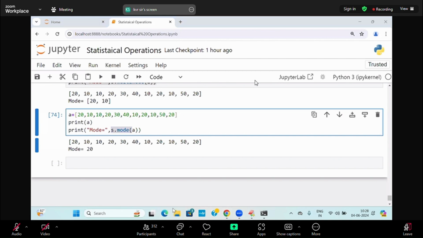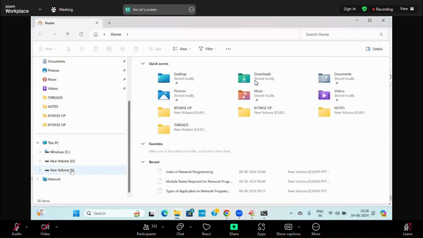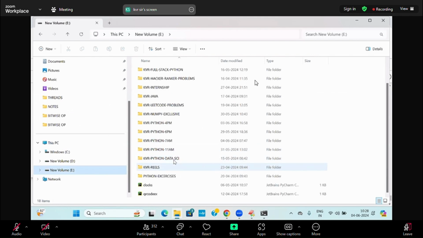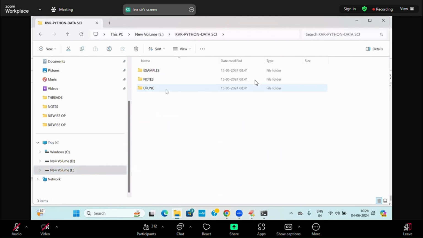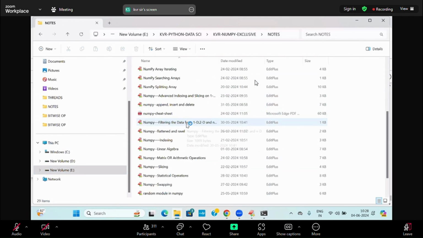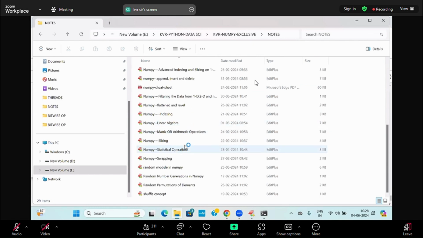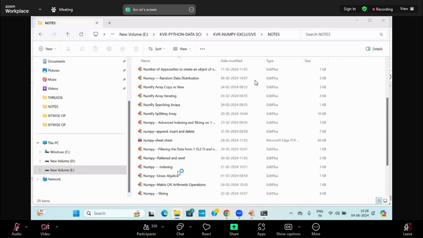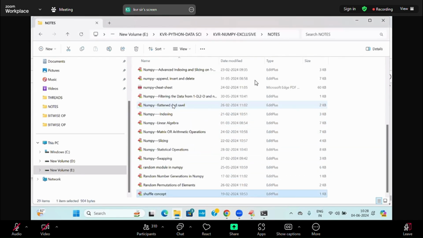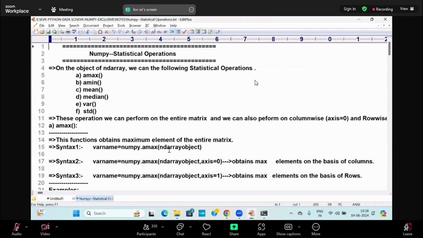Right. So if I go to the place, I want to show you the official documentation. Here I will take statistical functions. One statistical functions I will tell you. Here I'm going to tell statistics. So here I'm saying, statistical operations, you see.